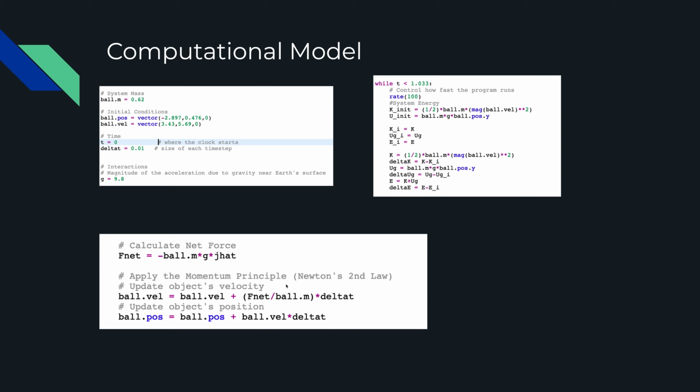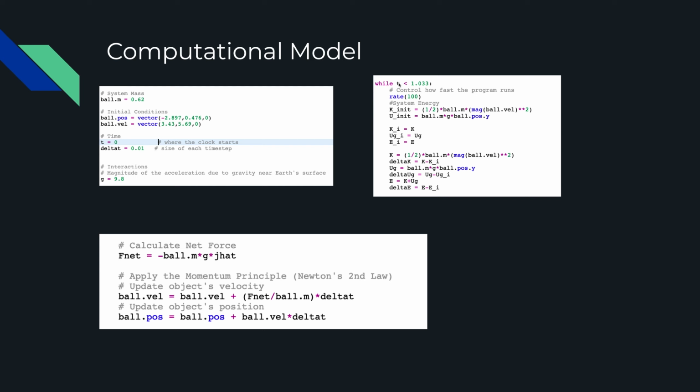Then if you look down here, this is where we apply the momentum principle to update the velocity of the ball in each iteration. As you can see here, it's the same formula as we just went over in the last slide. We also use a derivative of this formula to update the ball's position at each point. And we calculate the net force using the ball's mass times acceleration due to gravity in the y direction. Then over here is where we're calculating our system's energy.